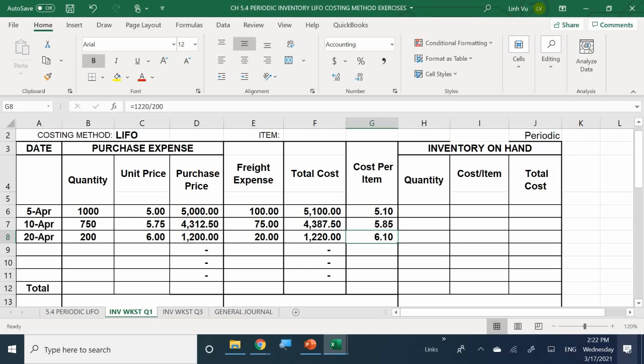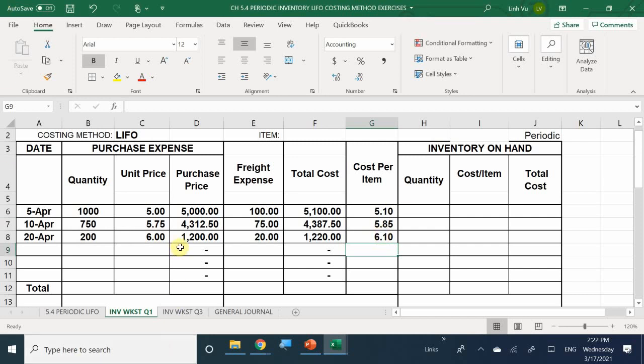You good? Okay. So once you've applied that formula, then you can drag it all the way down. But in this case, I have to reactivate my formula because I'm using cell references. So I'm going to grab my 220 and divide it by my 200, enter it in, and I get $6.10.